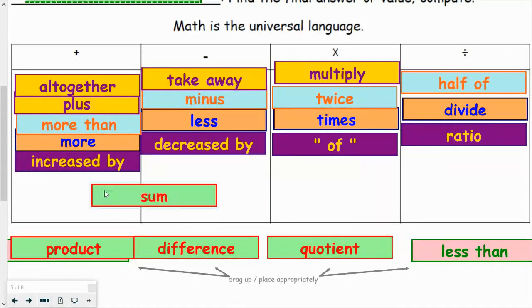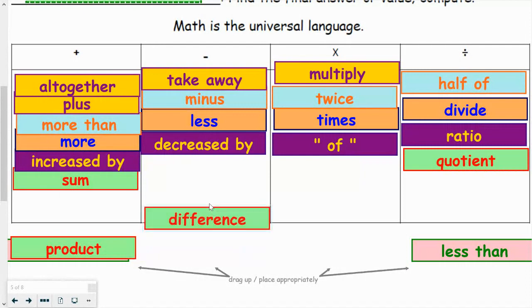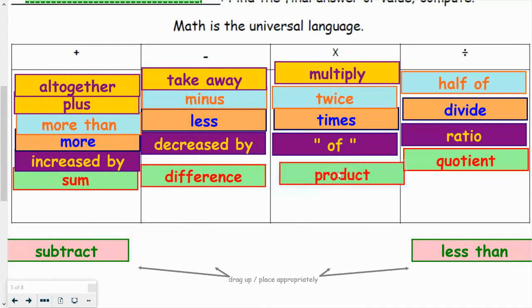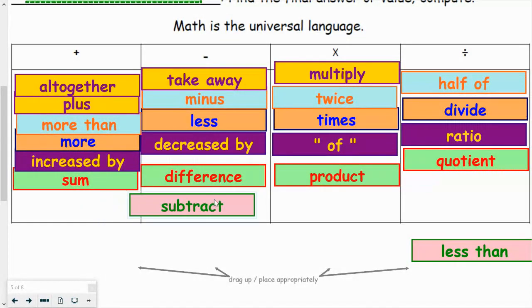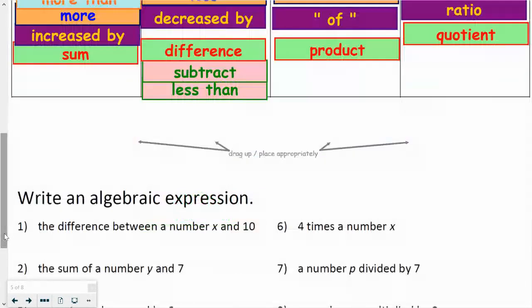The sum, that means that we need to add to find the sum. That's your answer. Quotient is your answer to a division problem. Difference is what we call the answer to our subtraction. Product is the answer of a multiplication problem. Right? Subtract. And then less than is the same as subtract. Okay, if you need to, pause this, fill in your notes. Right? And now we're going to practice actually writing some expressions with what we have learned.